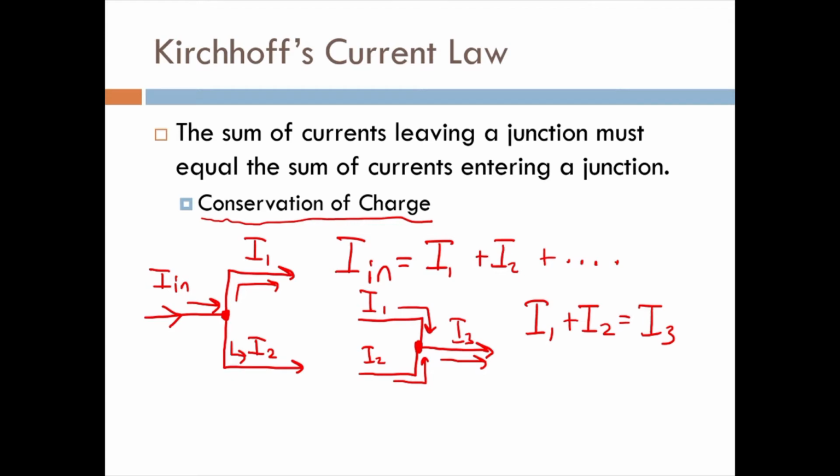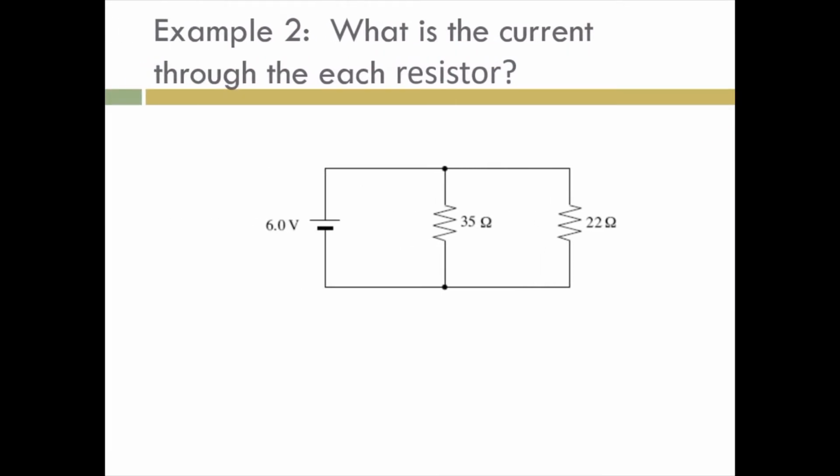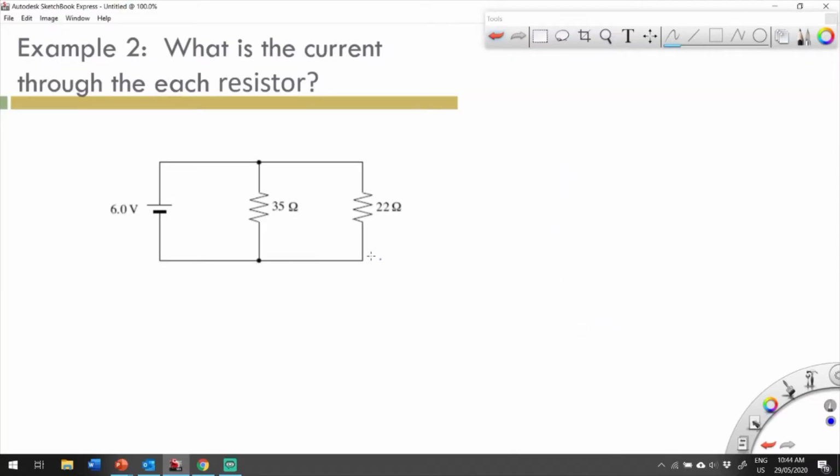All right, let's go through an example of this. So here is a simple parallel circuit, and we're asked what is the current through each resistor. As I mentioned before, here we will have some amount of current going into this junction, and then we'll have some amount of current leaving the junction. So we'll call this I2, we'll call this one I1, and we can call this I total.